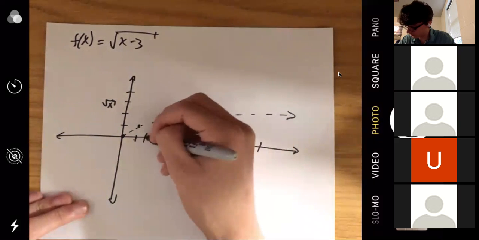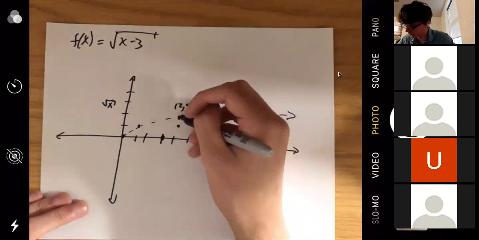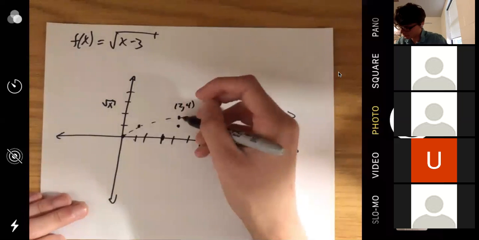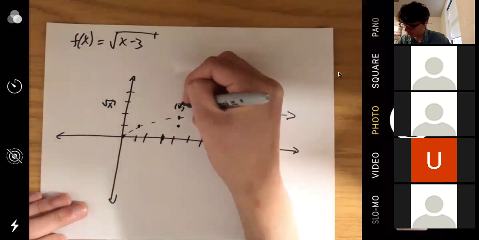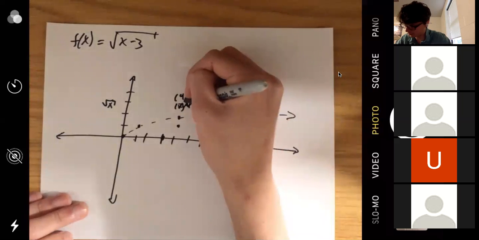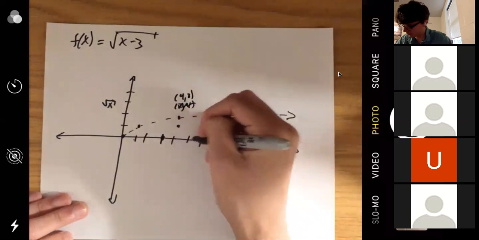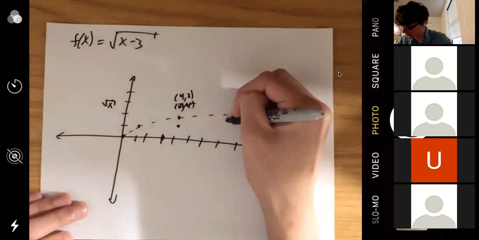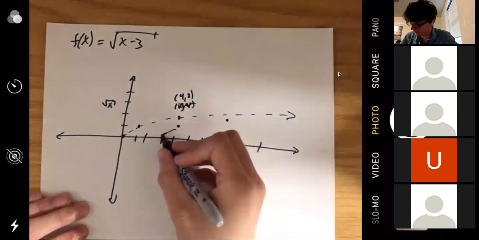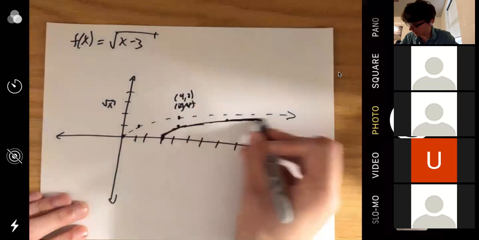So 1, 2, 3, 4. Wait. This is 4, 2. I'm sorry. 4, 2. So I should end up at 7. So 1, 2, 3, 4. Okay, anyway, so our new graph kind of looks like this.